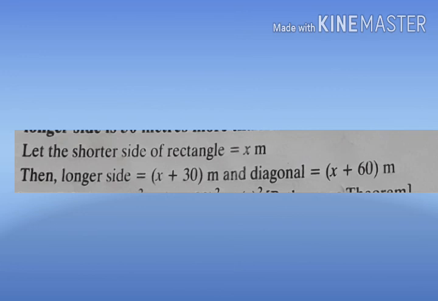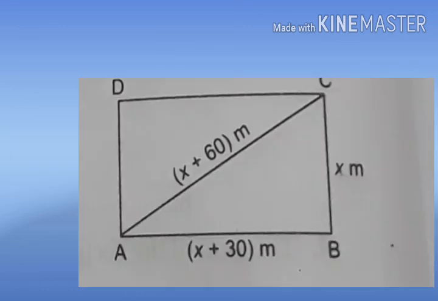Now, what will be the length? The longer side will be 30 meter more than the shorter side, as given in the question. So, the length we can take as x plus 30 meter. Then the diagonal is 60 meters more than the shorter side, so the diagonal will be x plus 60 meter. Now we have the figure: a rectangle with breadth x meter, length x plus 30 meter and diagonal x plus 60 meter. Clear?